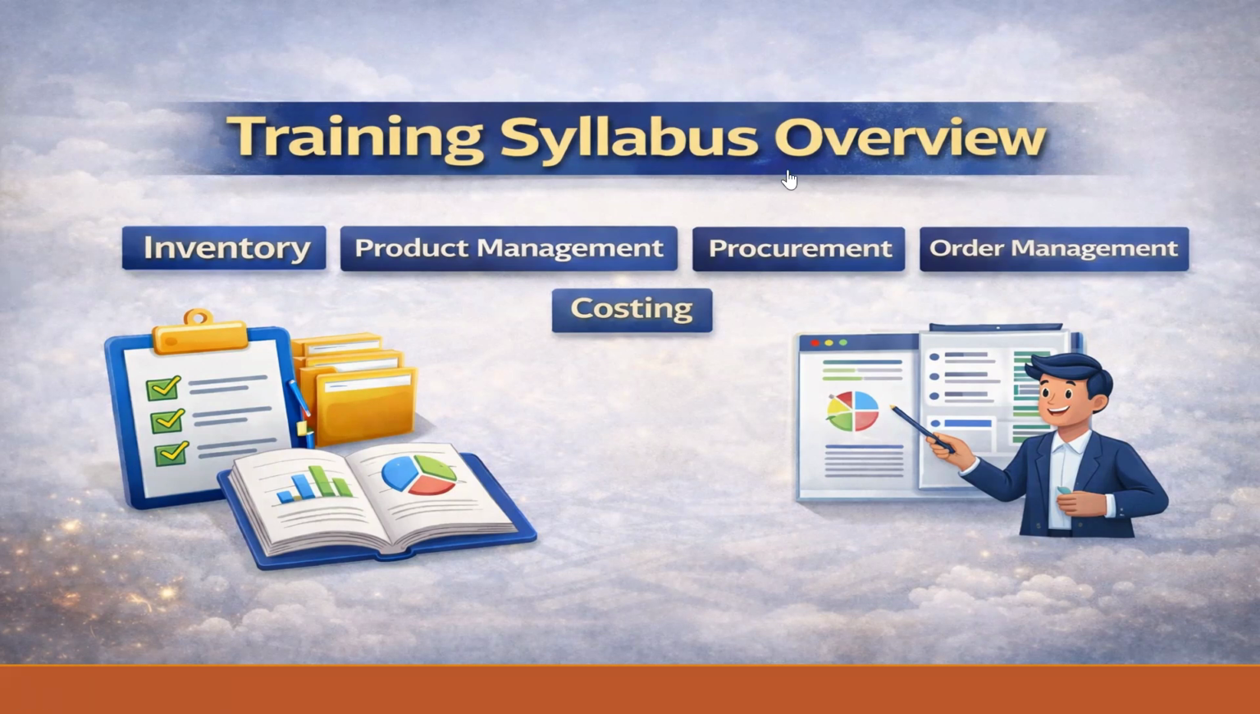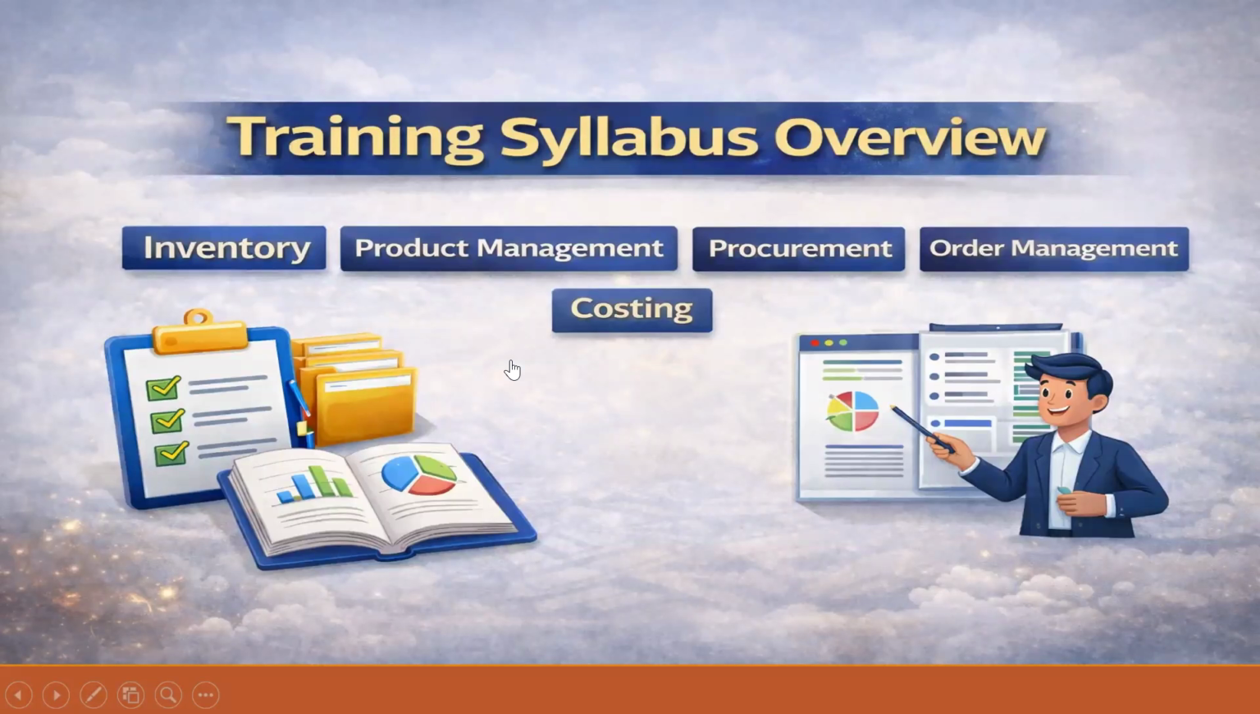We already know the inventory, product management, procurement, order management, costing. These are the core modules. If you know these modules, then you will understand other supply chain management modules like planning or manufacturing. If you don't know these modules, it's very difficult to understand the other modules. Why? Because those modules' implementation comes from this basic, right? That is the reason we provided training on core modules.